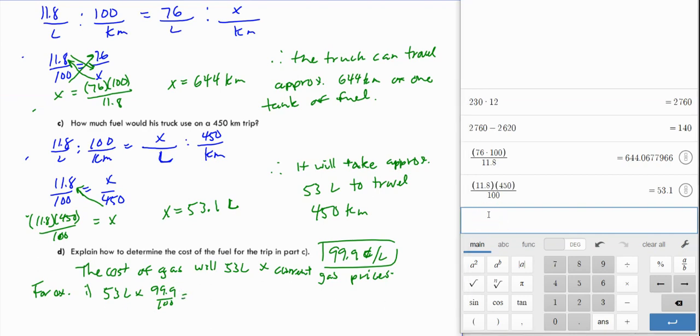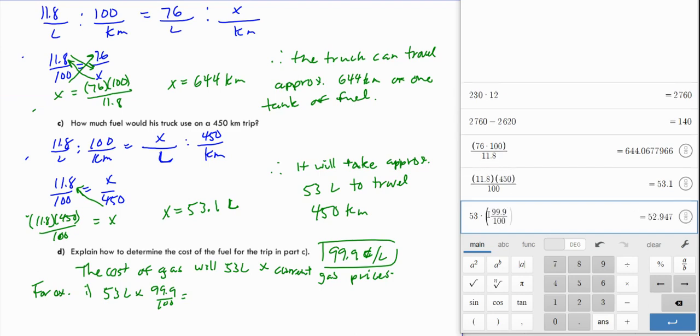So it's going to be, well, 99 cents is a dollar, so it's not going to be very interesting actually. 53, but that's what the price was when we did this video. Okay, 99.9 over 100, and you're going to get 52.95. In other words, $53 because it was basically a dollar.